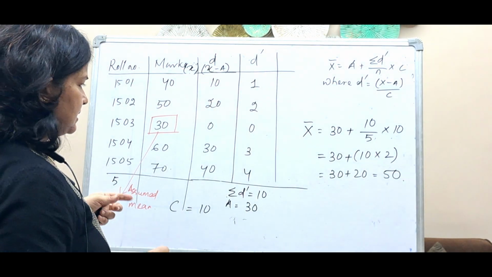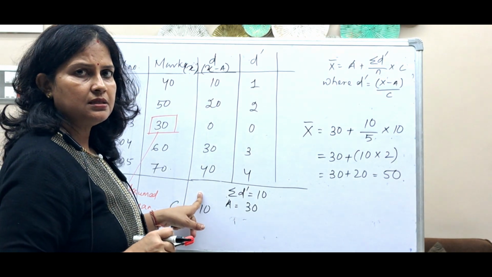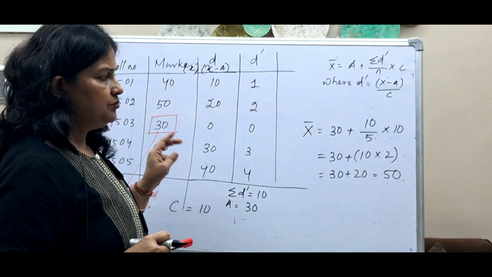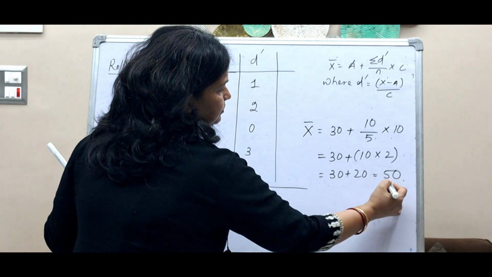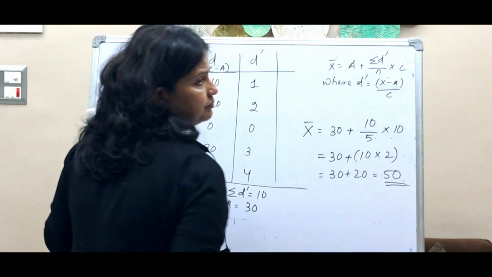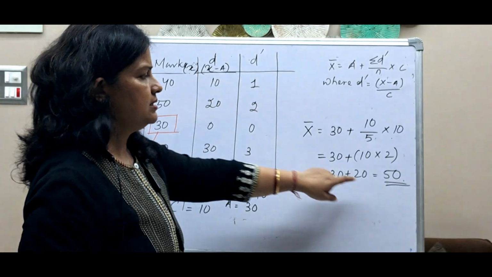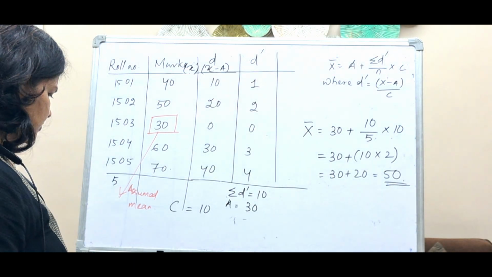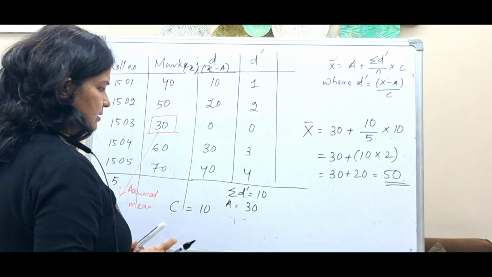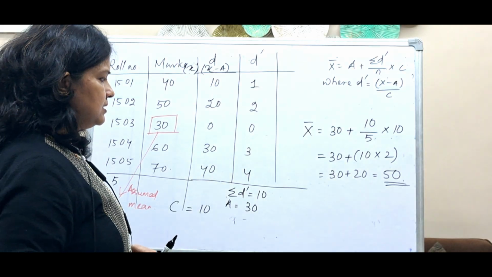In our last class we discussed the direct method and the shortcut method. In both methods we got the value 50 for the mean, so we can check that the result is the same for each method. Now let us go to the shortest method. First I am writing the formula for the shortest method, then we will discuss it.